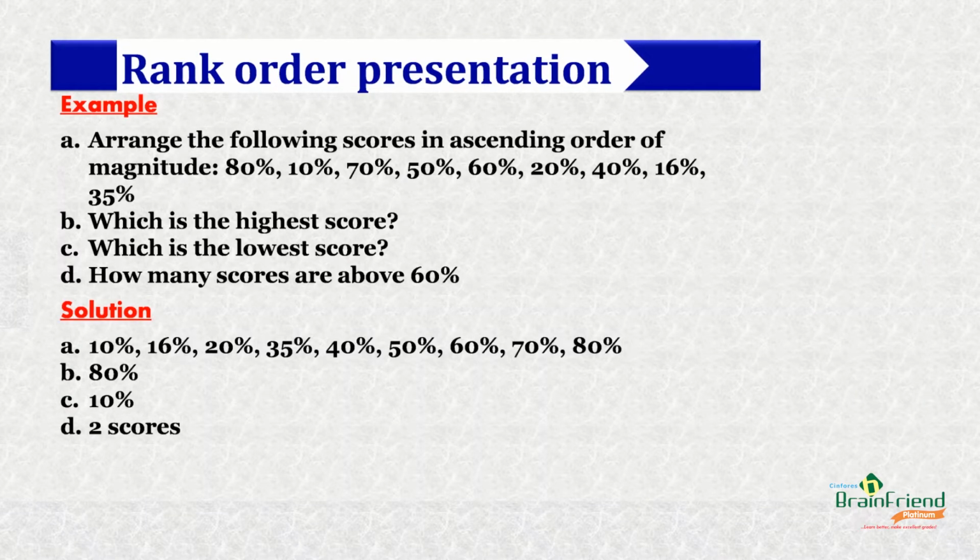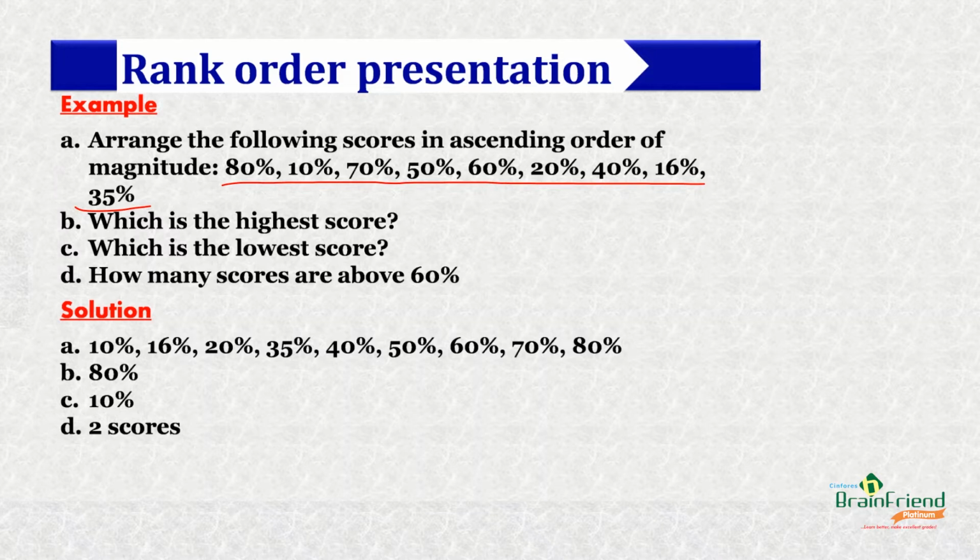Our example says, arrange the following scores in ascending order of magnitude. You can see the list of scores. B, which is the highest score? C, which is the lowest score? D, how many scores are above 60%?